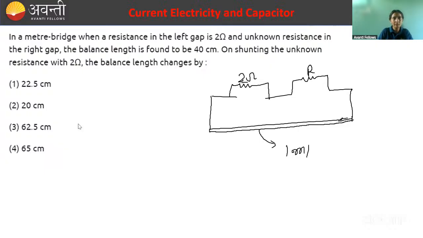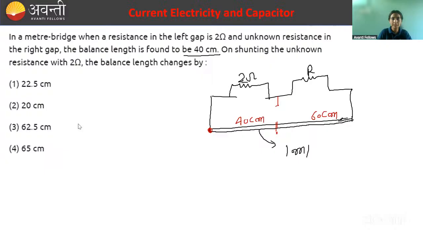Now, what is given in the question? Balance length is found to be 40 centimeter. I have always told you, whenever the balance length is given in the question, 40, 30, whatever it is, it is measured from the left hand side. So here it is talking about 40 centimeter from here. So let's say this is 40 centimeter, then this will become 60 centimeter. It will be something like this, right?